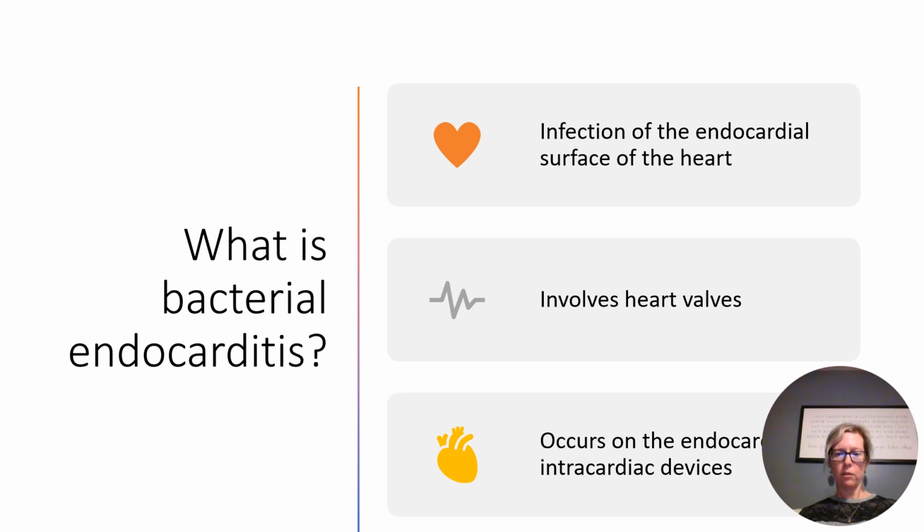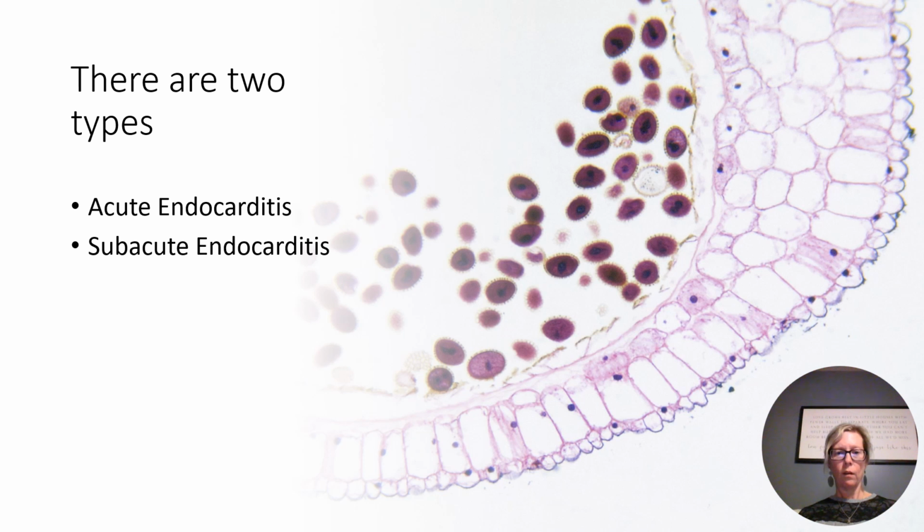What is bacterial endocarditis? It's an infection of the endocardial surface of the heart. It involves the heart valves and it occurs on the endocardium or intracardiac devices. There are two types, acute endocarditis and subacute endocarditis.